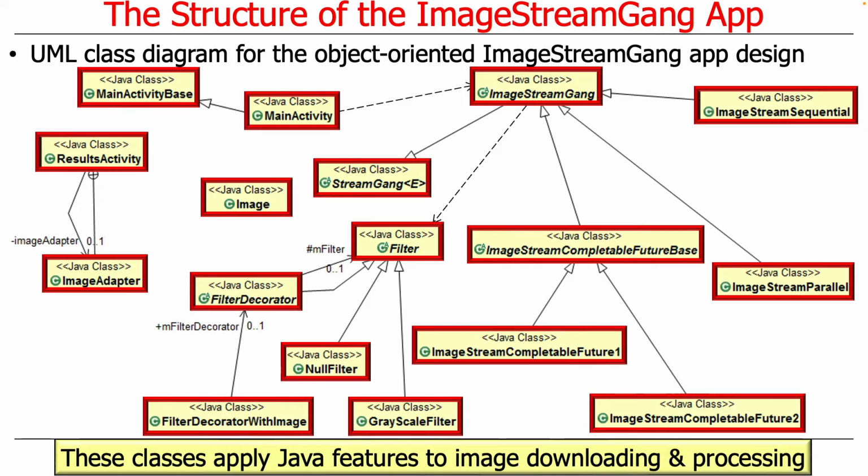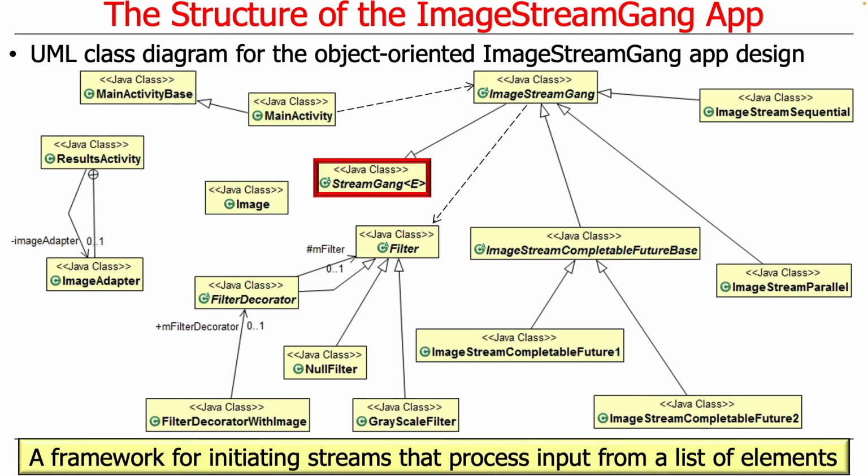So these classes together provide the capability of downloading and processing images. But that's not necessarily very useful to look at it just that way, because it doesn't give you a guide for knowing which classes do which groups of things. So at the heart of this overall program is something called the StreamGang framework, which is a framework for initiating streams that process input from a list of URLs.